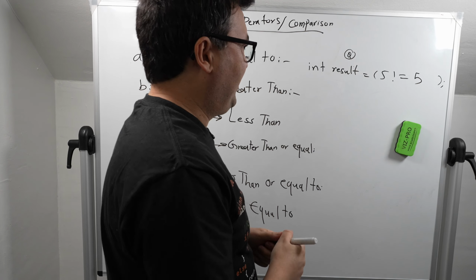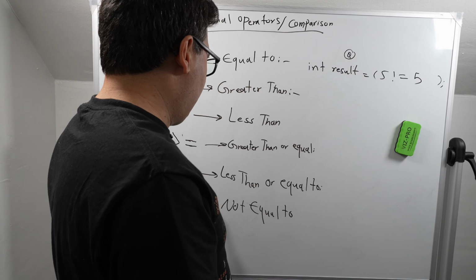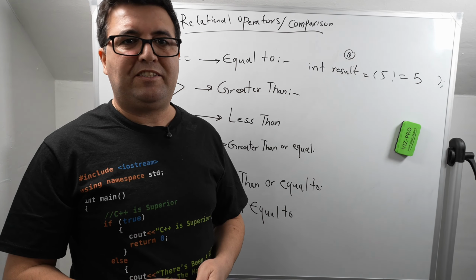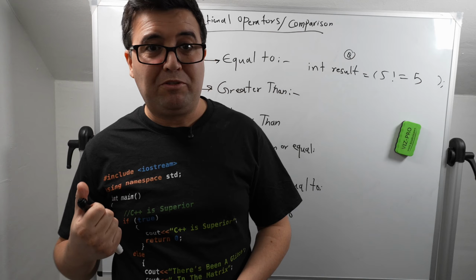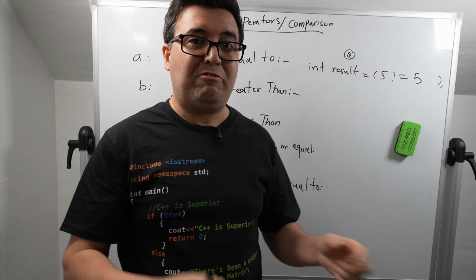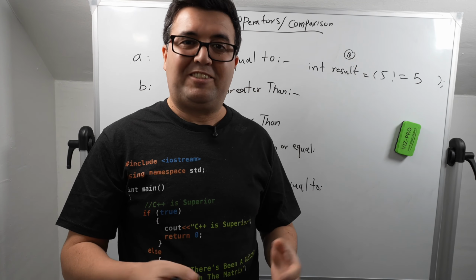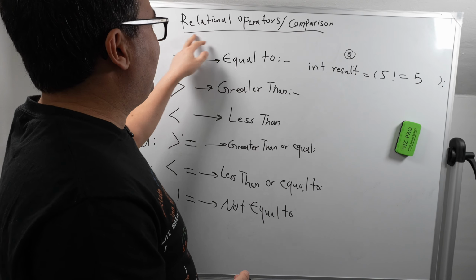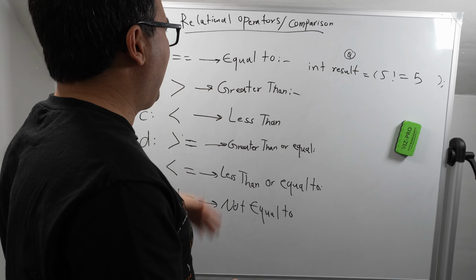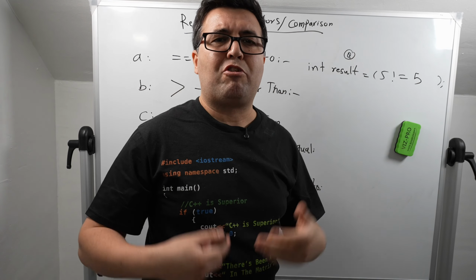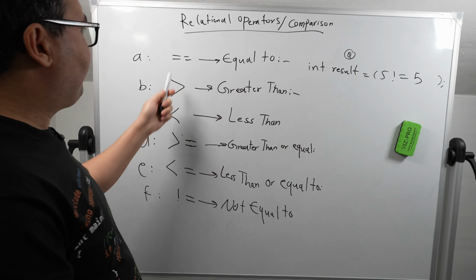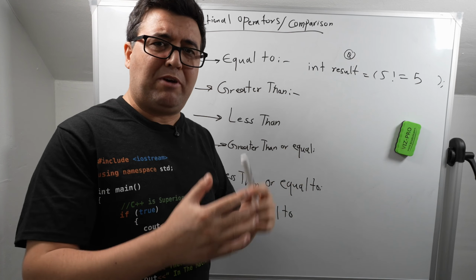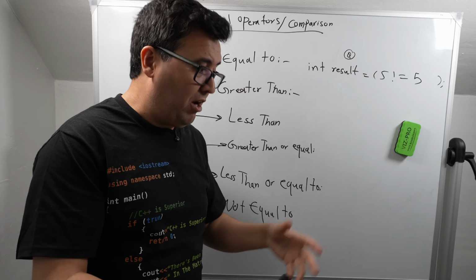So the not equal to operator checks if the first value is not equal to the second value, so the result should be true. Otherwise, the result is false. If two values are equal, the result is false. So in relational operators or comparison operators, we have operators which are used for comparisons. So we have equal to, which checks equality. Like if one value is equal to another value, the result will be true, otherwise false.